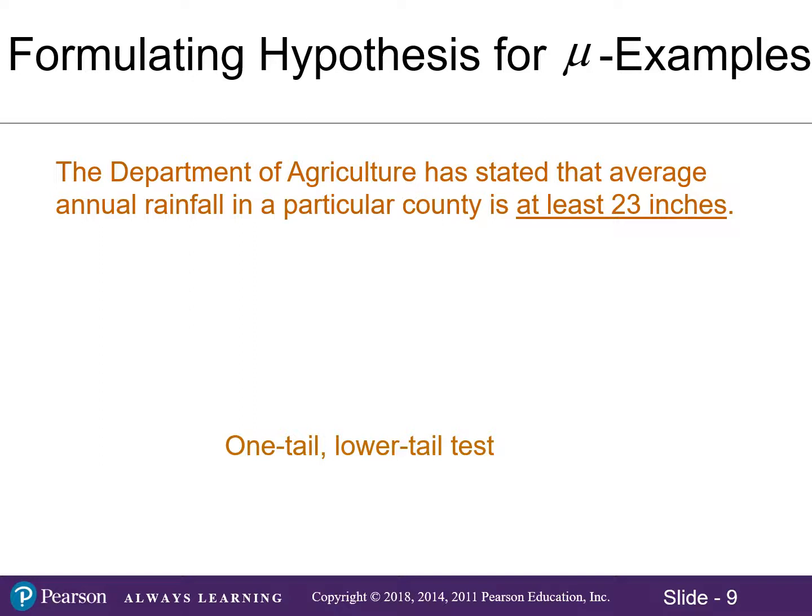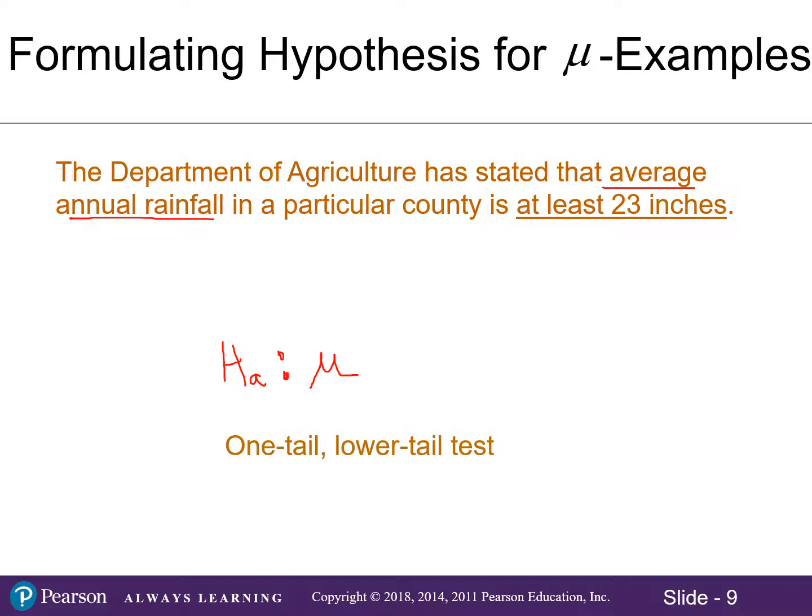Okay, we're looking at some agriculture. We want to see, is the average rainfall in a particular county at least 23 inches? When looking at this, to me, that looks like an alternative hypothesis. And then my mean is going to be the average rainfall. So I'm using average annual rainfall. That's where my mean is coming from. And I want to say at least 23 inches.